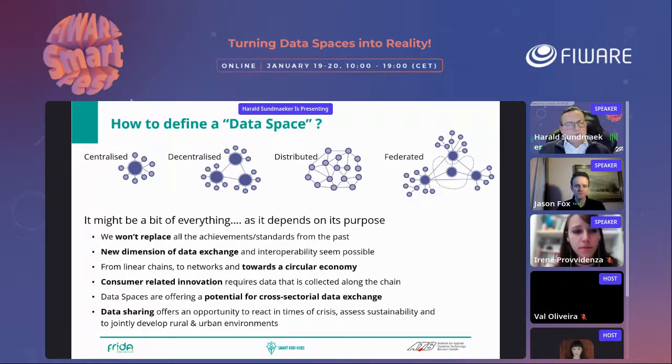However, it's a new dimension of data exchange. I think we can start now with new possibilities, new visions. What we saw also with this system of systems approach, we can go towards a circular economy, and also think more about consumer related innovation, because there we can really think on the data which might now be available. And at the very end of the day, also cross-sectorial data exchange, that we can really open new interaction between sectors. And I think we also have new opportunities when we're looking now at the pandemic, new types of reactions in times of crisis. So assess sustainability, and also jointly develop rural and urban environments.